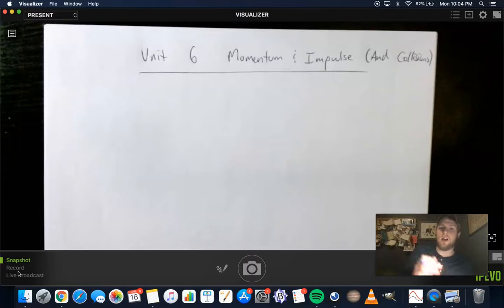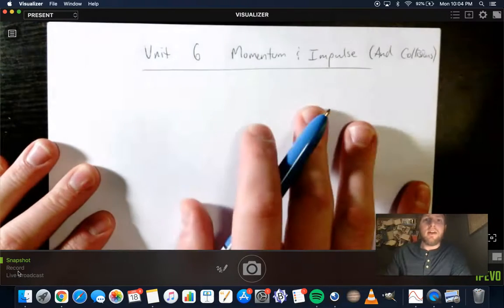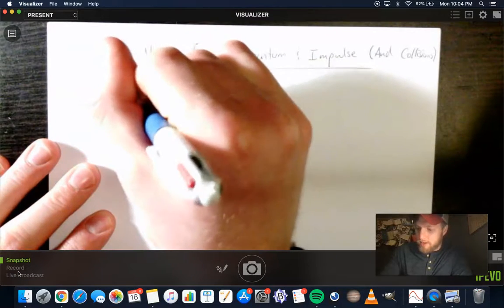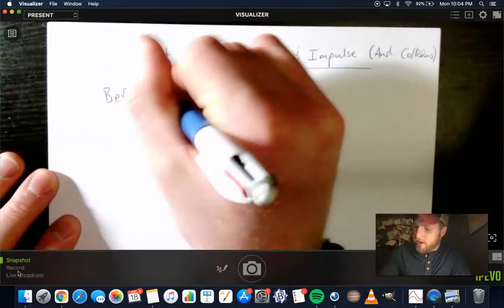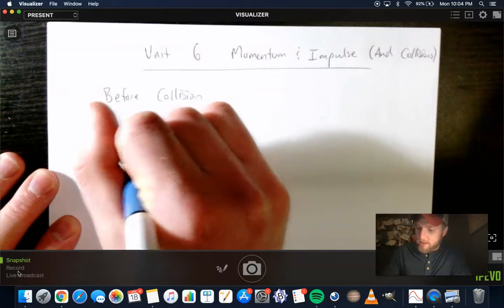In order to talk about momentum, as we've already gone through, we're going to be talking about things colliding, usually just in one dimension and with two objects. What's important to note is that when we talk about collisions, there's always going to be information before a collision, and there's always going to be information after a collision.